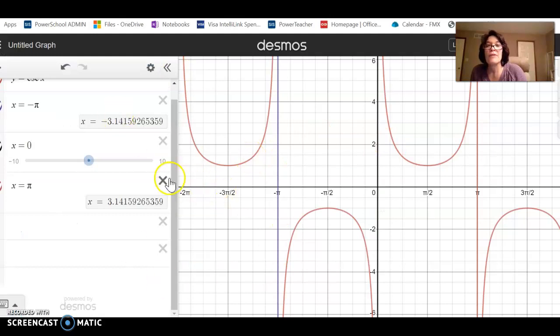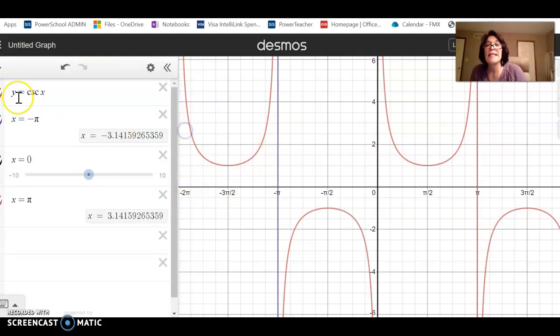We had already looked at cosecant last time. See, this is y equals cosecant. That's a little different. That one goes from 0 to pi, right? Because sine is 0 at 0 and at pi. So that's where our vertical asymptotes are.